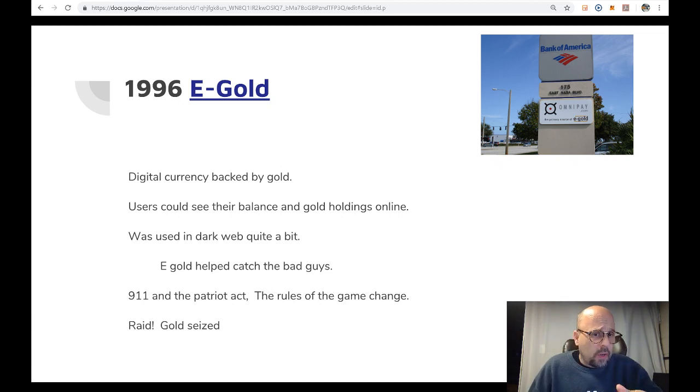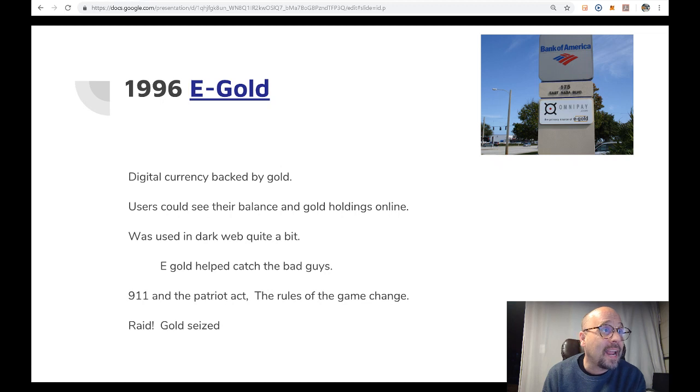Now, that was all good until 9/11 happened. And once 9/11 happened, the rules of the game changed quite a bit, and the Patriot Act was passed. The Patriot Act was passed in the wake of September 11th. More than 5 years after EGold had been launched, it made it a federal crime to operate a money transmitter business without a state money transmitter license, and any state required a license.